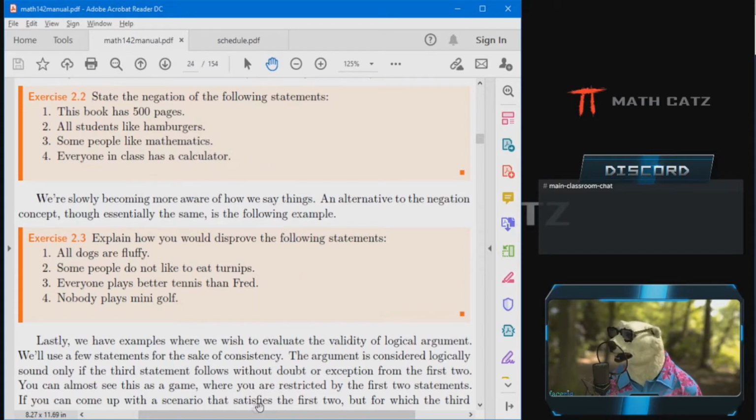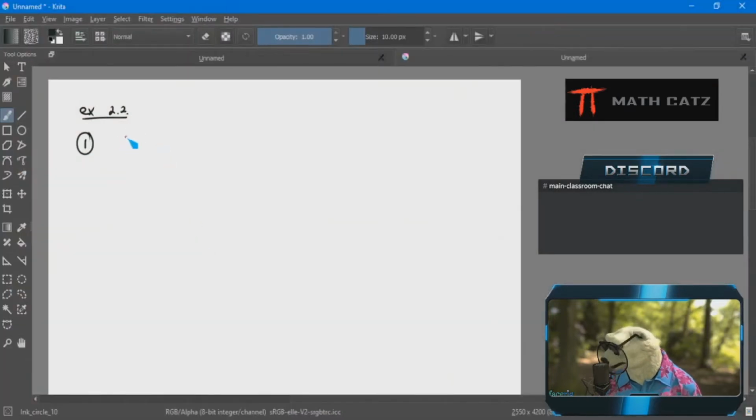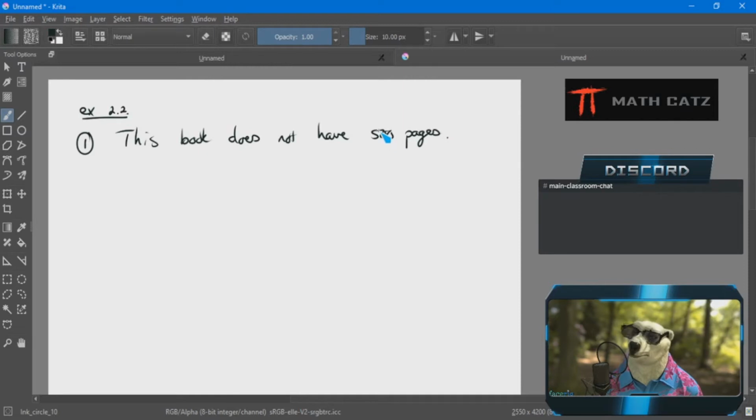The negation is then the opposite, which is simply, this book does not have 500 pages. The given statement is claiming something very specific, that the book has 500 pages. I have to just be aware to not ever think about truth as good and false as bad. It just is. It doesn't matter. There's no good or bad. Whether it's true or false, it doesn't matter.